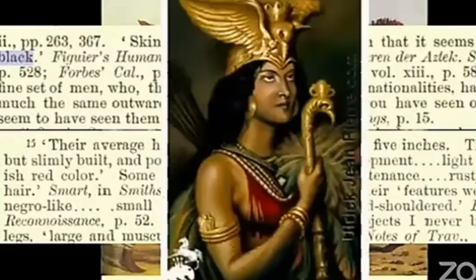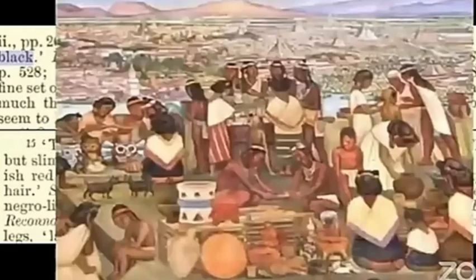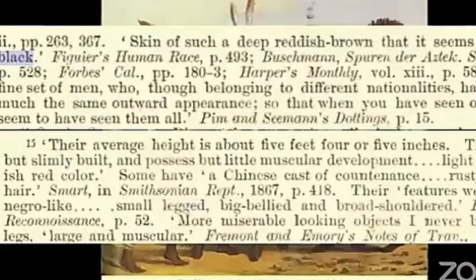They have no words for it, right? Figures human race, page 493. That's where you can find that. Bushmen's spewing their Aztec. They're talking about the Aztecs. Page 528. Forbes of California, page 180. All right. Harper's Monthly, volume 13, page 583. All those books say the same thing. A deep reddish brown that seems almost black. All right.